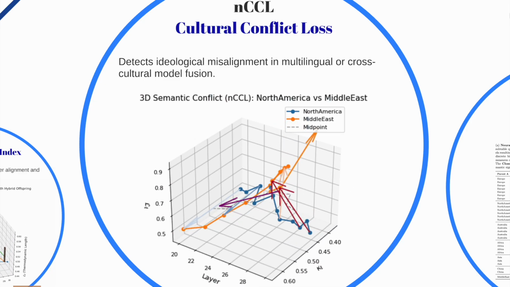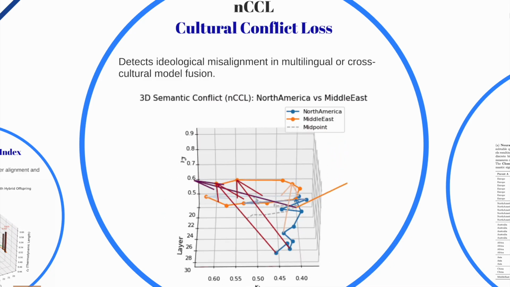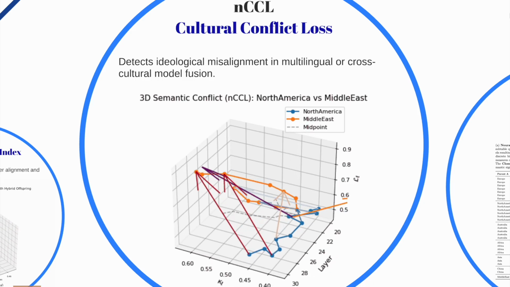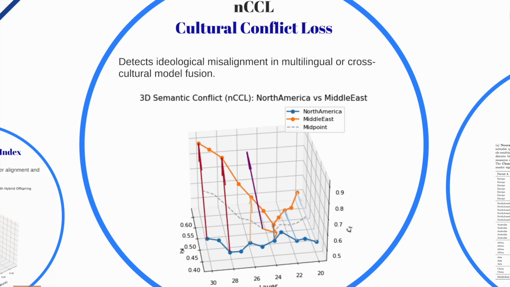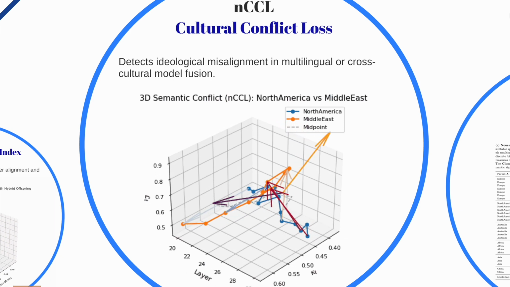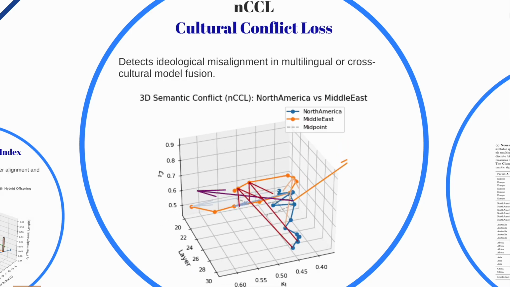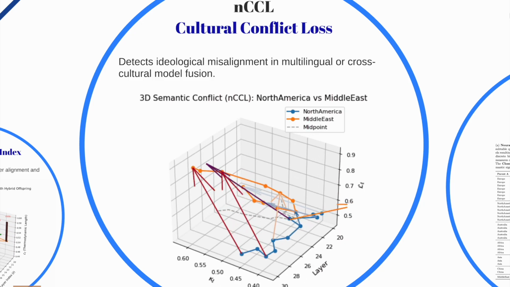What stands out here? North America versus Middle East. Conflict builds from roughly layers 23 to 27, with a sharp spike near 25 where the Middle East trajectory climbs and bends while the North America path stays flatter. After 27, conflict drops but does not vanish, with smaller spikes near the top of the stack. The dashed midpoint drifts away from both parents, hinting that a naive compromise will not be stable.